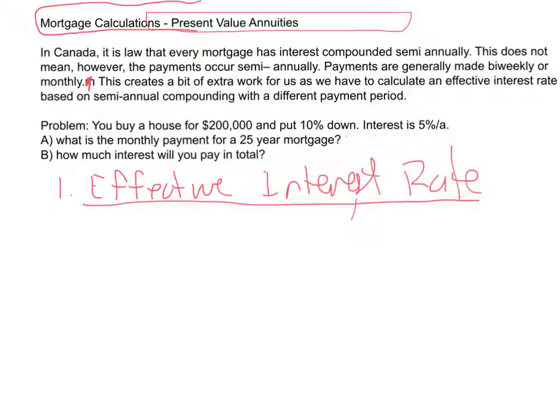Okay, so here's our problem. It seems quite simple, and it is reasonably simple. So you buy a house for $200,000, you put 10% down, interest is 5% per annum on your mortgage. What's the monthly payment for a 25-year mortgage, and how much interest will you pay in total?